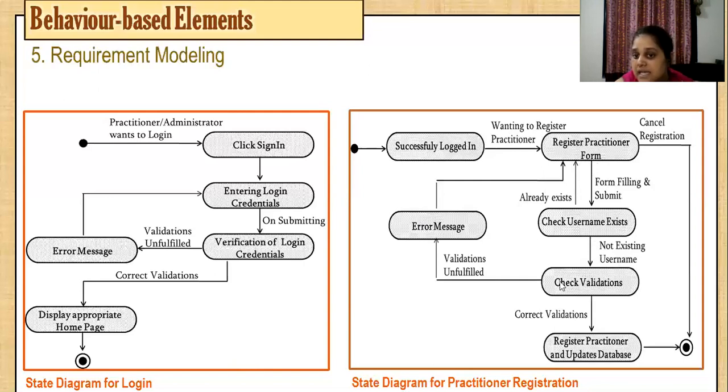When your username doesn't exist, you check for validations. Now, what kind of validations are you checking? You are checking whether whatever details of the practitioner you have entered in the form are correct or not: whether his email address, his phone number, everything is as per a particular format. If it is as per the format, then you have a correct validation, you register the practitioner with the database, update the database and leave the system. But if these validations are not fulfilled, you display an error message and you again have to enter the details in the form. So this is your practitioner registration process.